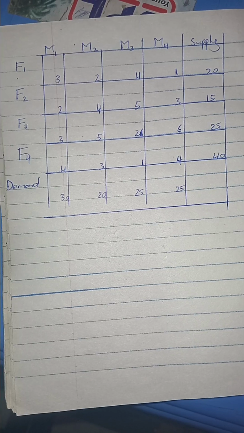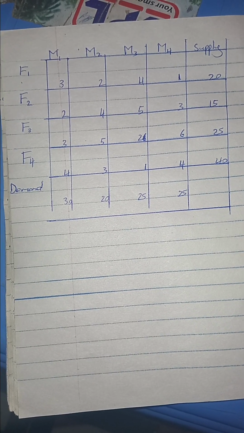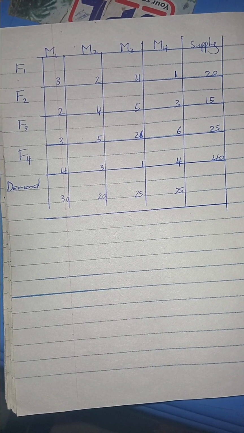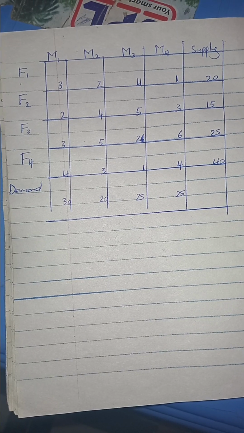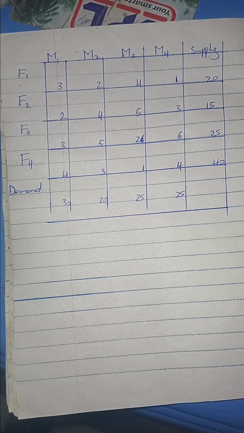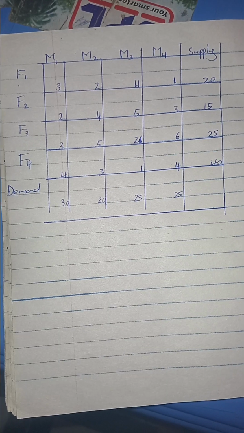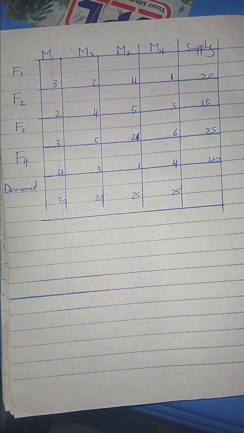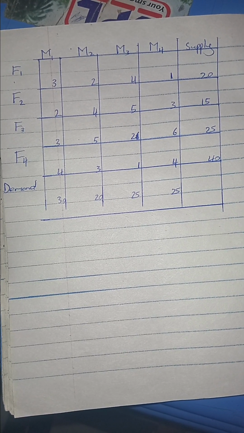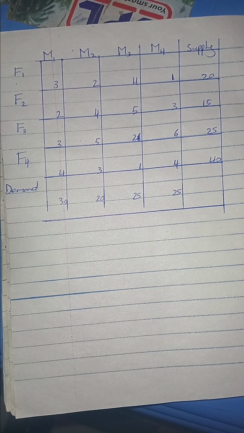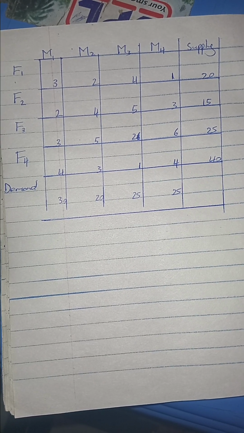Today, we are going to talk about operations research. We are going to talk about how to solve the basic feasible solution using the northwest corner method. Remember the term northwest corner method from our compass direction.